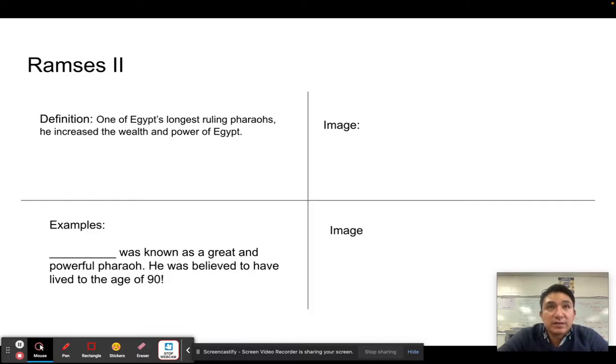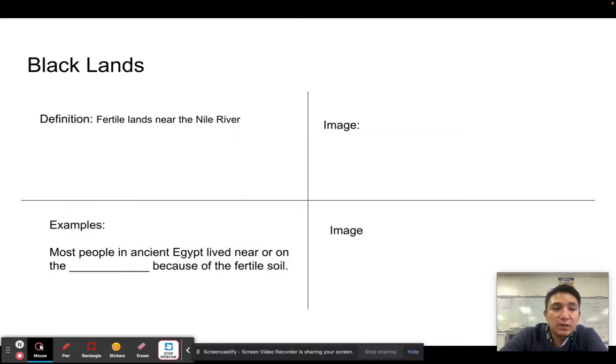He's mentioned in that they believe that that is the Pharaoh that they are talking about. Make sure, just like before, look up images, add pictures of him, and then answer the blank at the bottom. So it's blank was known as a great power and powerful pharaoh. He was believed to have lived to the age of 90. That's Ramses II.